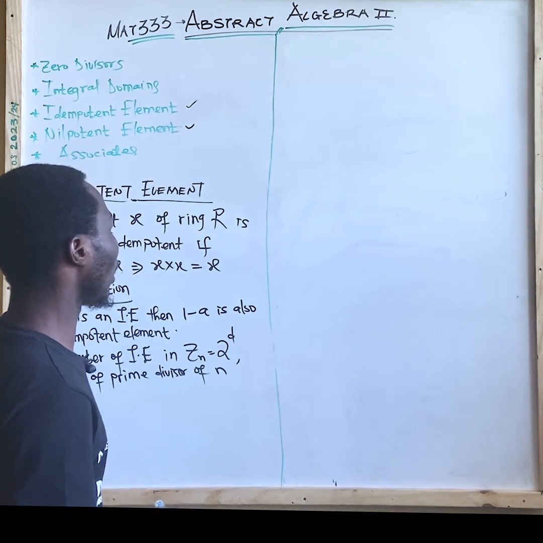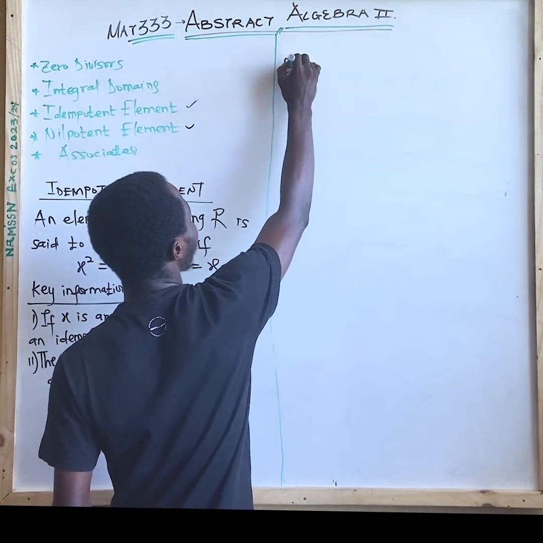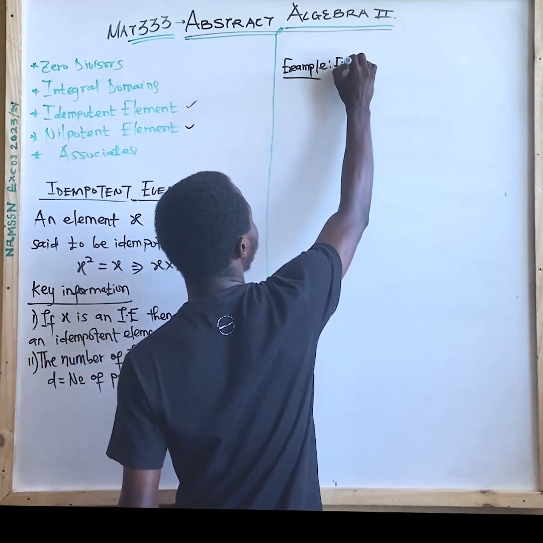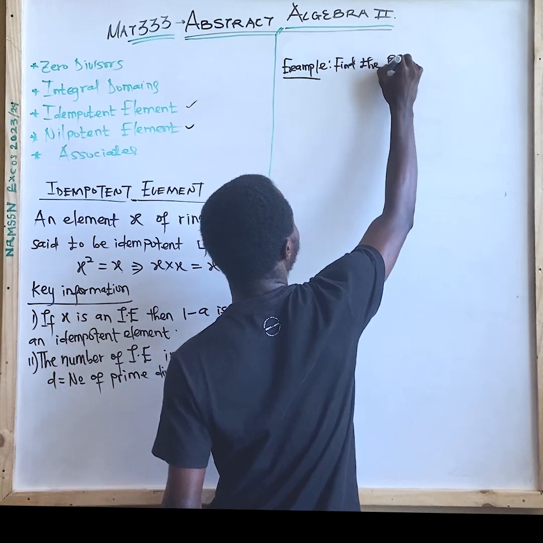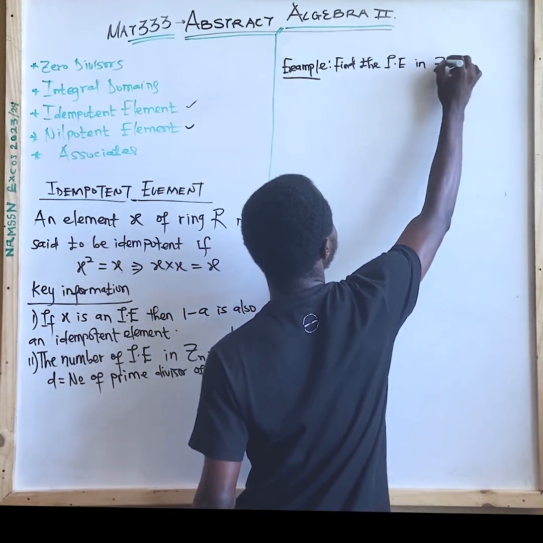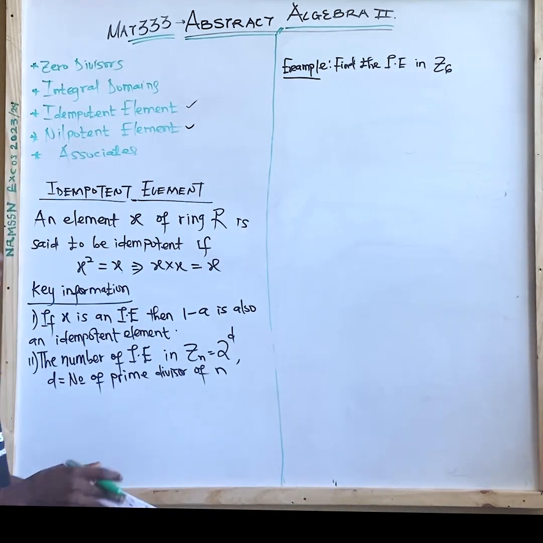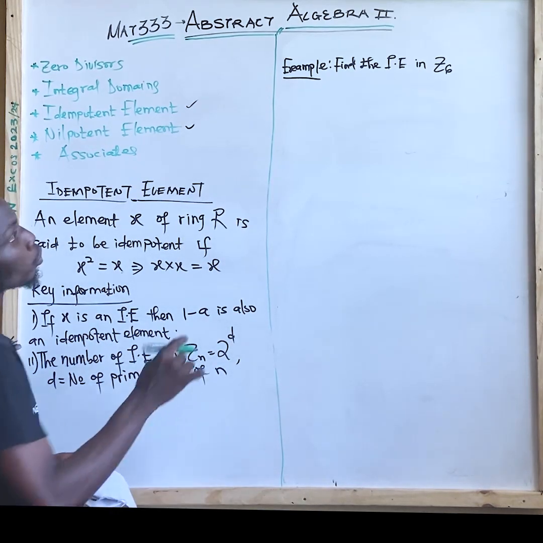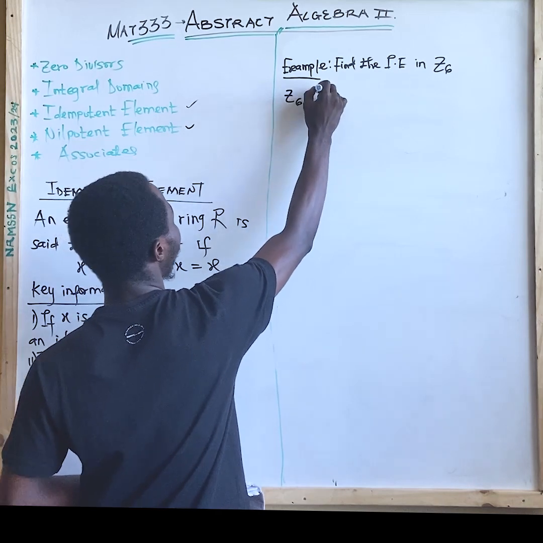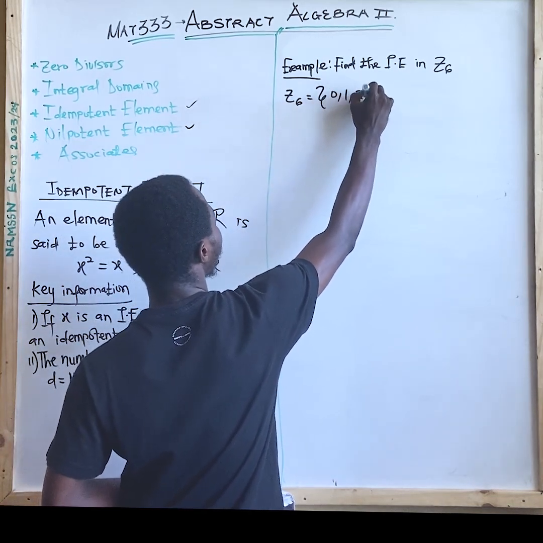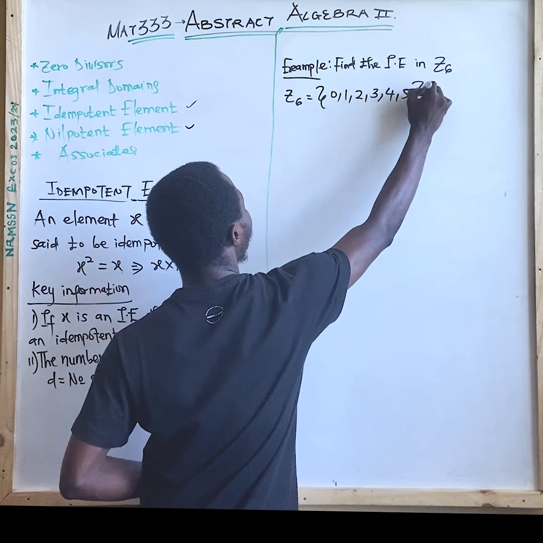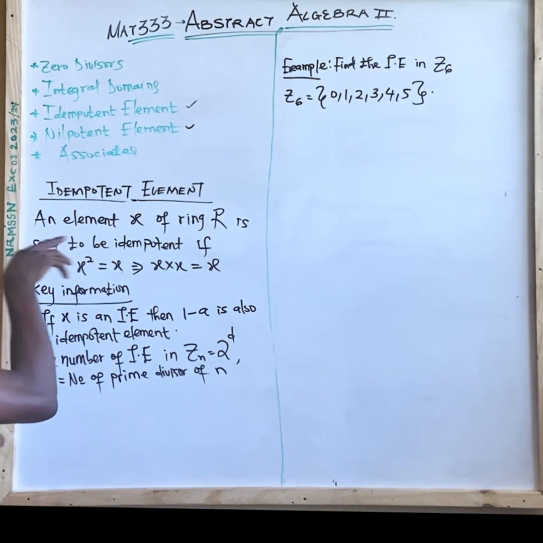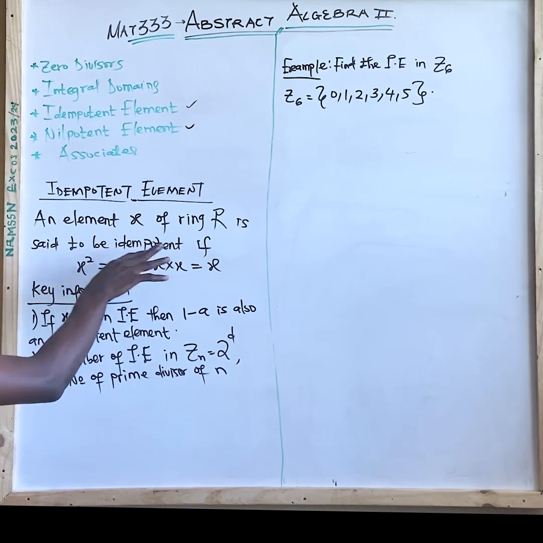So let's say we were told, as an example, to find the idempotent element in Z6. If I first write out the residues of Z6, that would be 0, 1, 2, 3, 4, 5. Now looking at this definition, an element X of ring R is said to be idempotent if X squared equals X.